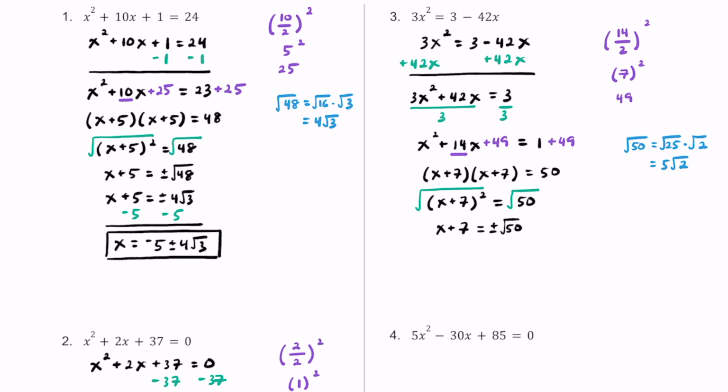So we can go ahead and say, if we simplify that radical, we're going to get plus or minus 5 root 2. And then we can subtract 7 from both sides to get our most simplified answer here, and say that if we go ahead and subtract 7 from both sides, that x is equal to negative 7 plus or minus 5 root 2. These would be our two solutions for this equation.